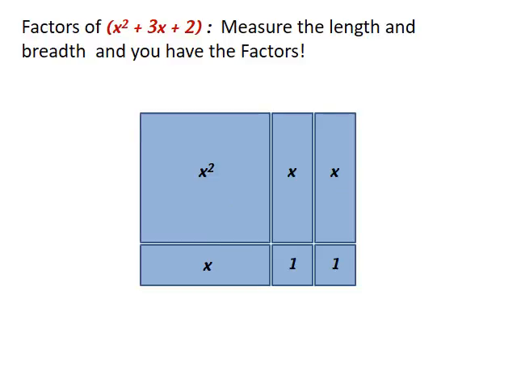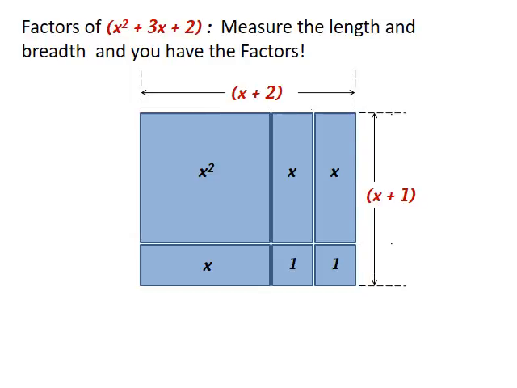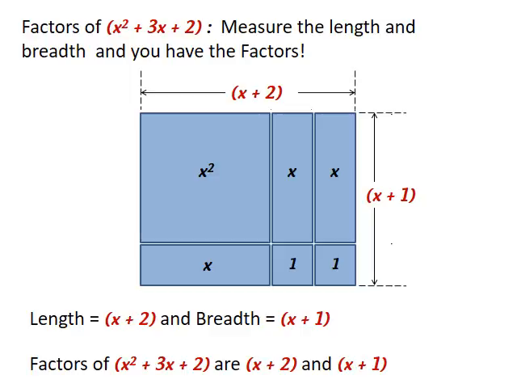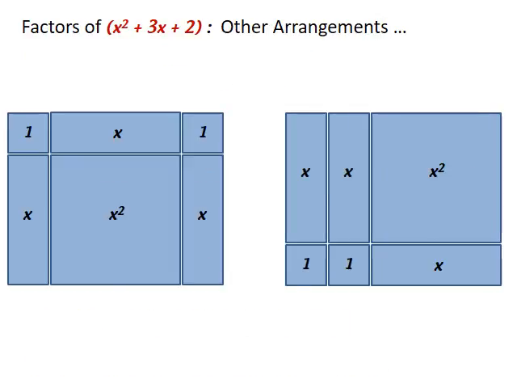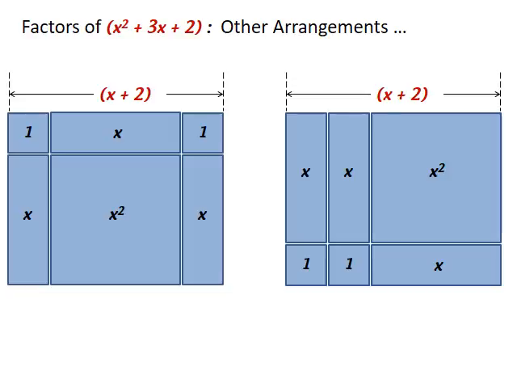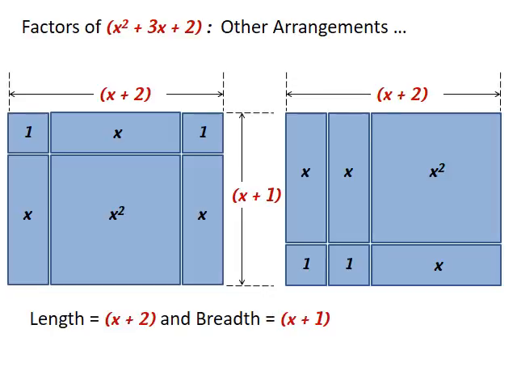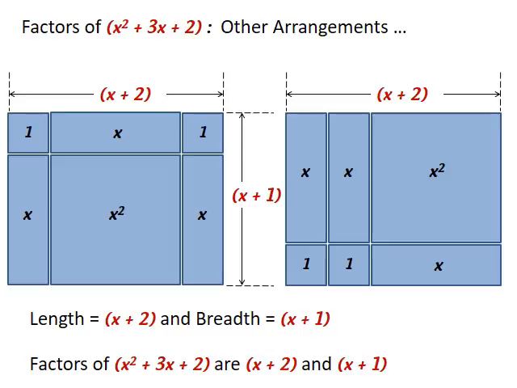Now to find the factors, we just have to measure the length and the breadth of this rectangle. So what is the length of this? This side is x, 1 and 1. So x plus 1 plus 1 becomes x plus 2, and the breadth is x plus 1. So the length is x plus 2 and the breadth is x plus 1. So the factors are x plus 2 and x plus 1. Simple, isn't it? And for the other arrangements, you can see that the length still remains x plus 2 and the breadth is x plus 1. So irrespective of the arrangement, the factors would still remain x plus 2 and x plus 1.